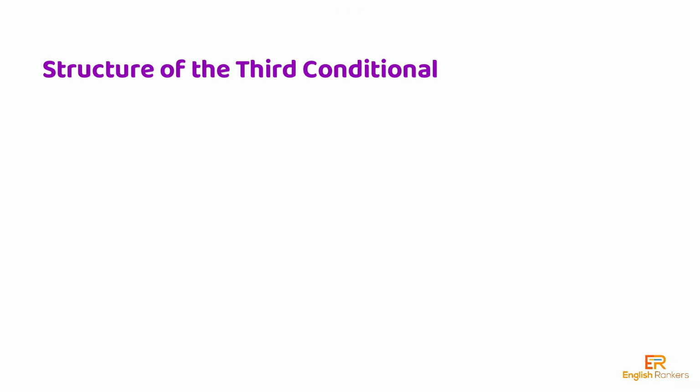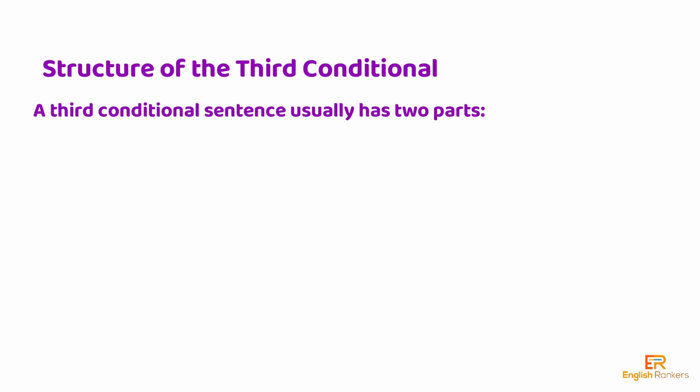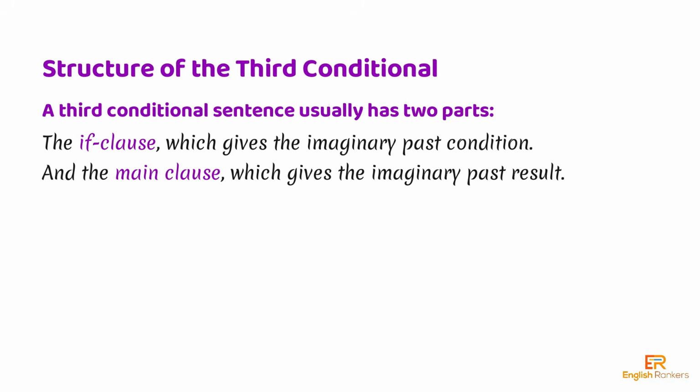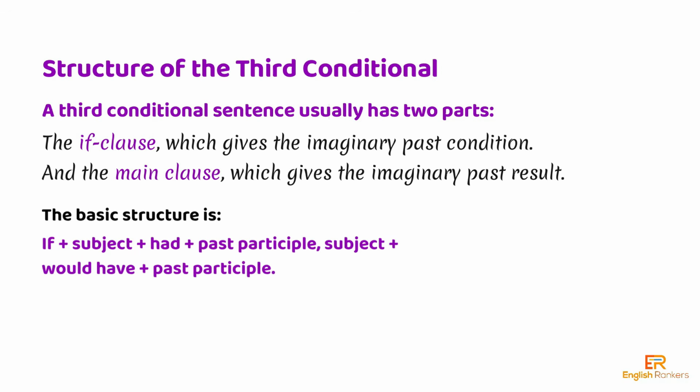Structure of the third conditional. A third conditional sentence usually has two parts. The if clause, which gives the imaginary past condition, and the main clause, which gives the imaginary past result. The basic structure is: if plus subject plus had plus past participle, subject plus would have plus past participle.